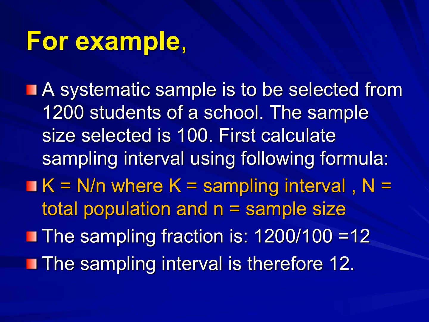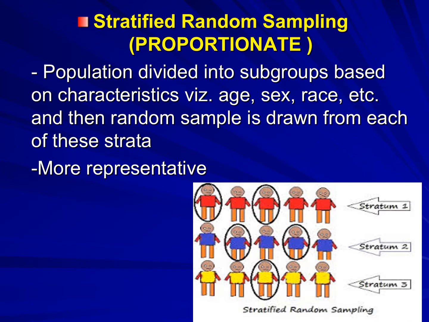Then the third student, having the number 18 plus 12, means the 30th position student, we have to select as our third sample. So this is how systematic random sampling will work. The advantages and limitations of systematic random sampling are the same as for simple random sampling.